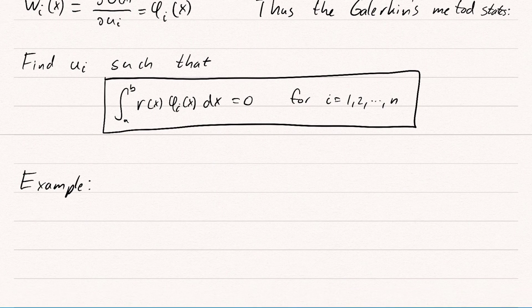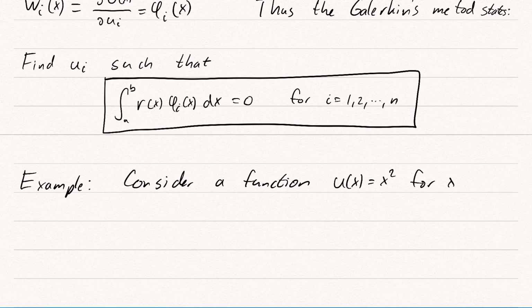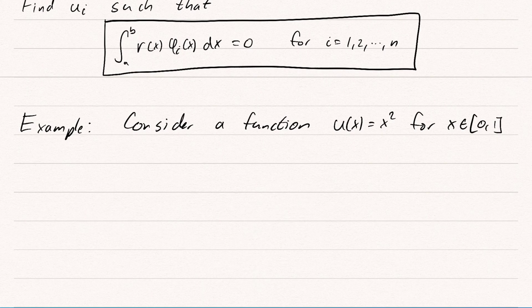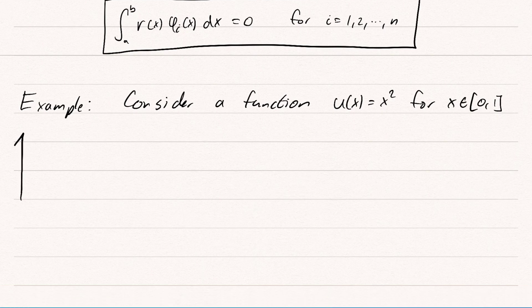So consider a function u of x. Let's just keep things simple. u of x is equal to x squared, for x in 0 and 1. Okay, so let's do a graph. It's always nice to visualize this. So we have this thing, u of x, like so. And then somewhere here we have our approximation. And I can tell you now, we are going to approximate this with a linear function.